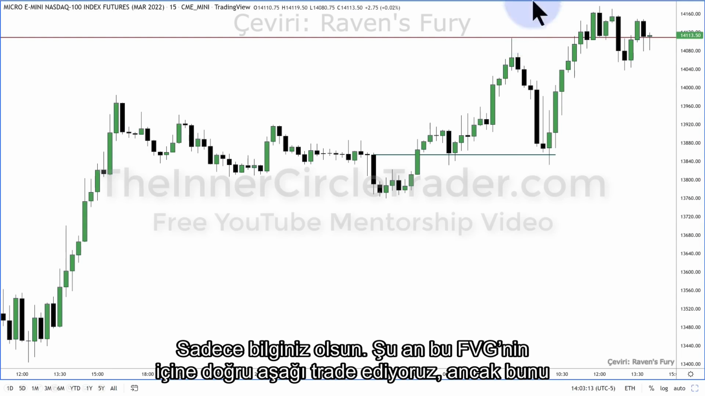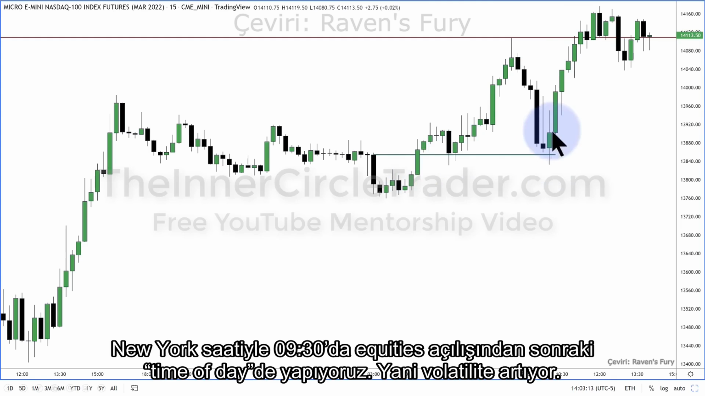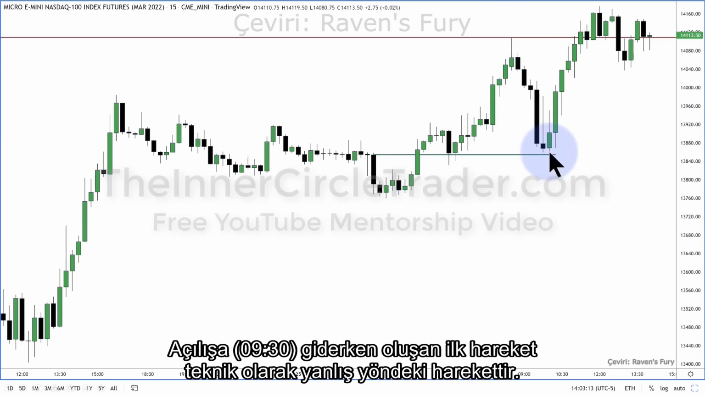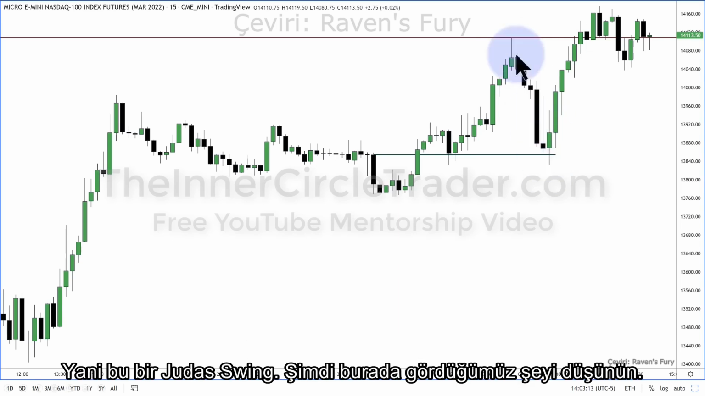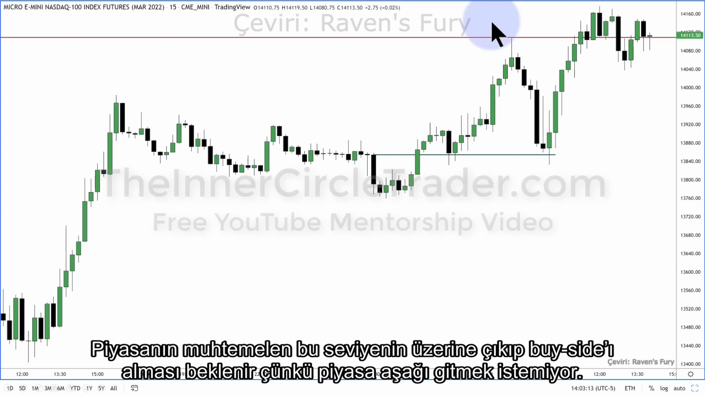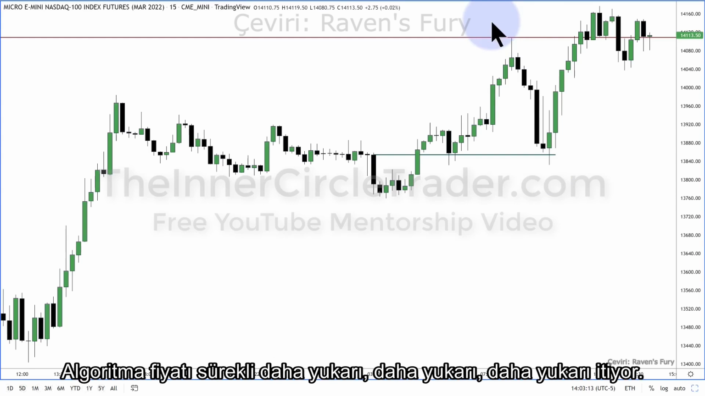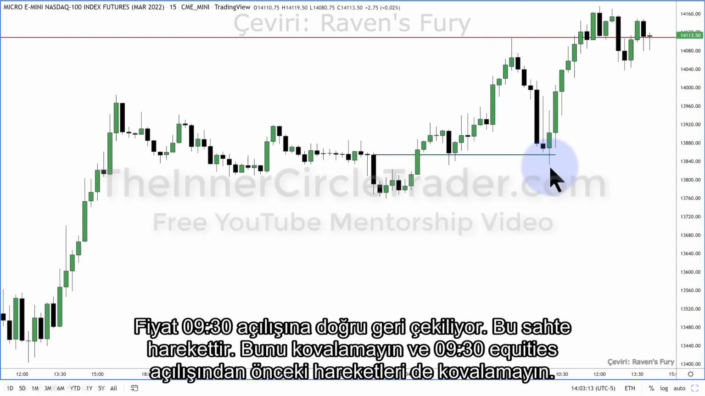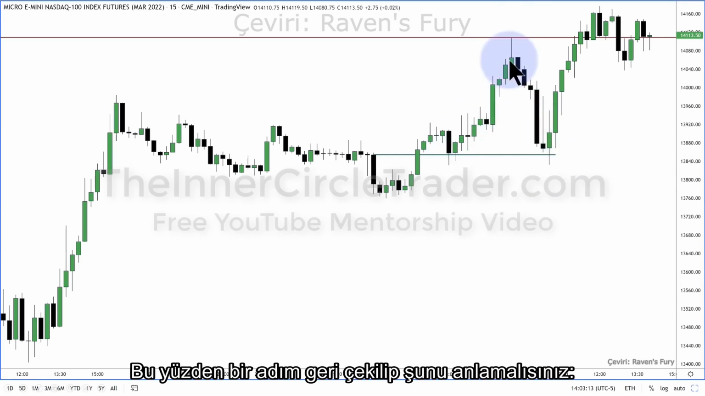So we're trading down into this imbalance here, but now we're doing it at the time of day after the equities open at 9:30 in the morning New York time. So volatility, the initial move is technically the incorrect move going into the opening at 9:30. So this is like a Judas swing. So think about what we're seeing here now. The market's likely to go up above this level here to take the buy side because the market's unwilling to go lower. The algorithm keeps pressing higher, higher, higher, higher. It retraces down into the 9:30 opening. This is that fake move. Don't chase this, and don't chase going higher right before the equities open at 9:30 either.